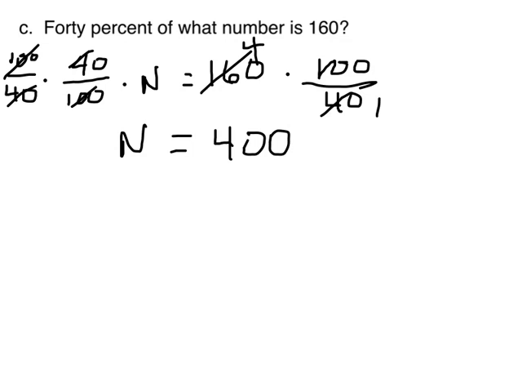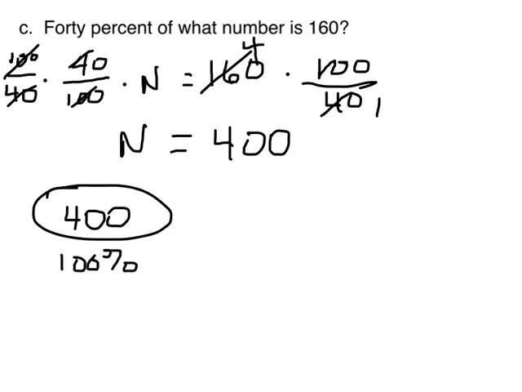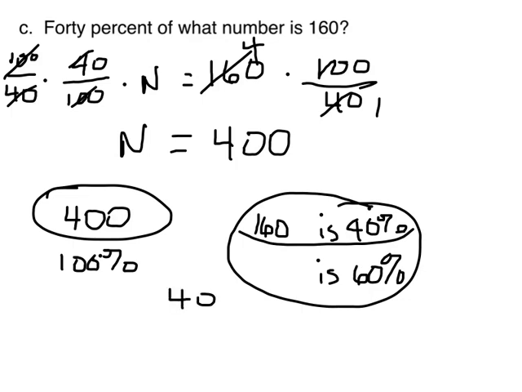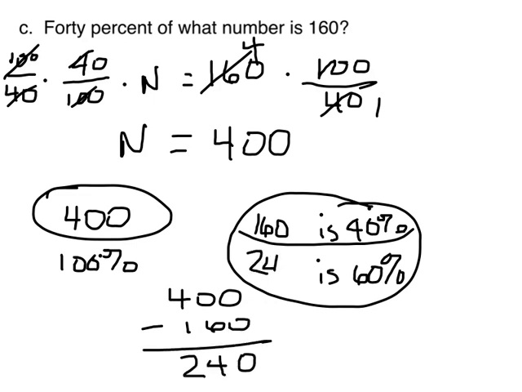Now it says to draw a diagram. Alright, so 400 is our 100% number. It's the before. And now after we have split that 400 into two amounts, we've got a 40% and a 60%. And we know that 40% is 160. So to find what 60% is, we would say 400 minus 160 is 240. So 240 would be 60% of 400. So that's what your book wants you to do.